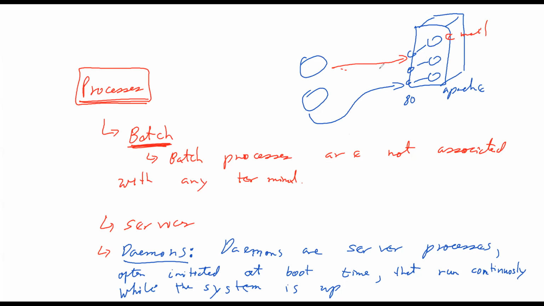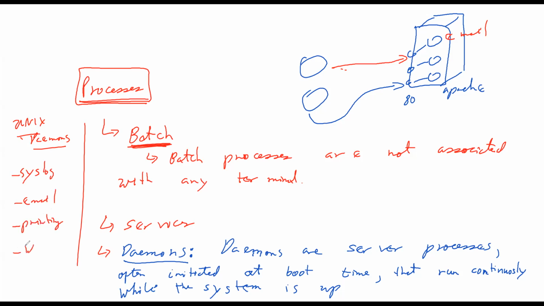So some important daemons, if we want to think of them. Some examples of daemons could be UNIX daemons. We have syslog, which we talked about, email, printing, web services. So all the things that we know that we're familiar with.